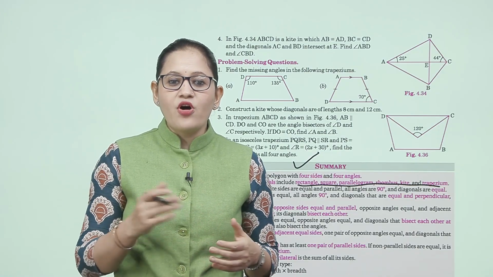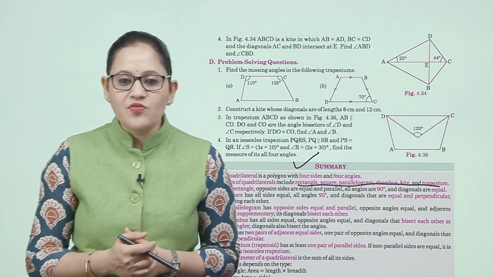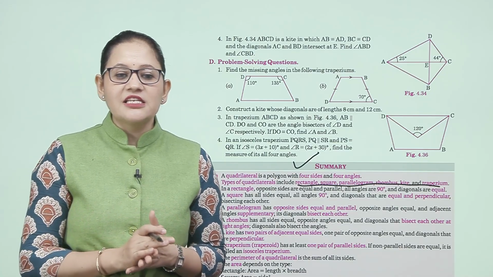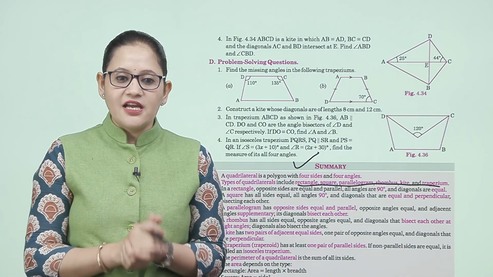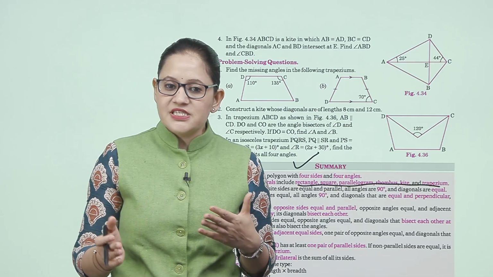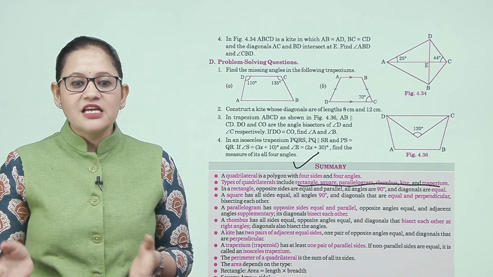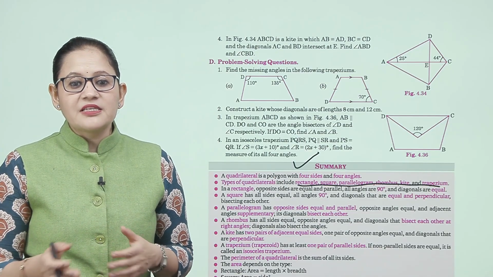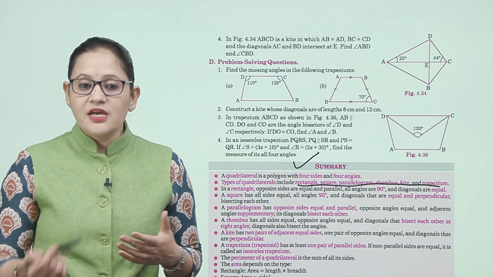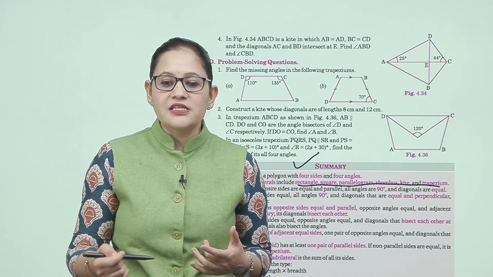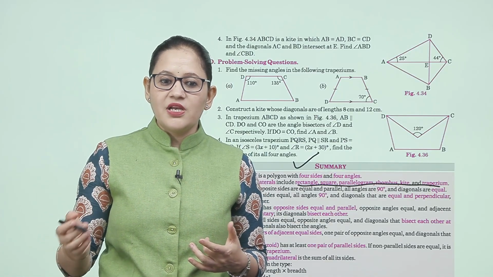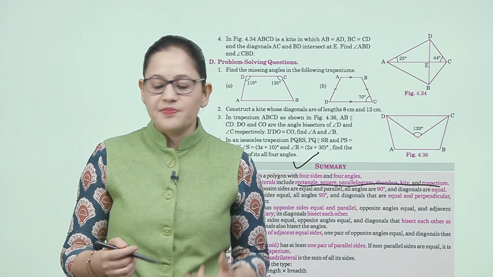The rhombus has all 4 sides equal, opposite angles are equal, the diagonals bisect each other at right angles, and diagonals also bisect the angles. The kite has 2 pairs of adjacent sides equal, 1 pair of opposite angles equal and diagonals are perpendicular. A trapezium or trapezoid has at least 1 pair of parallel sides. If the non-parallel sides are equal, it is called an isosceles trapezium.